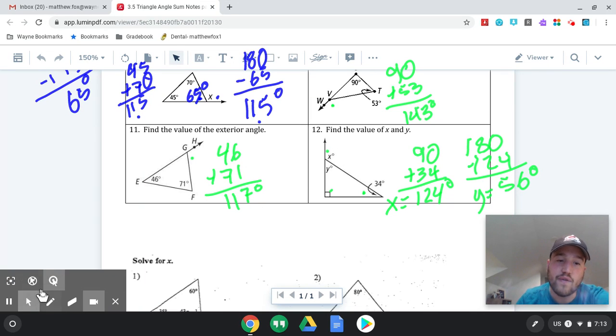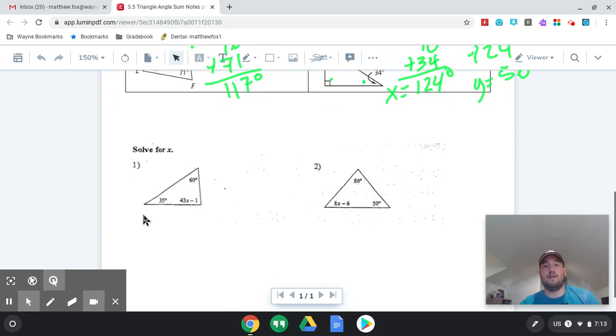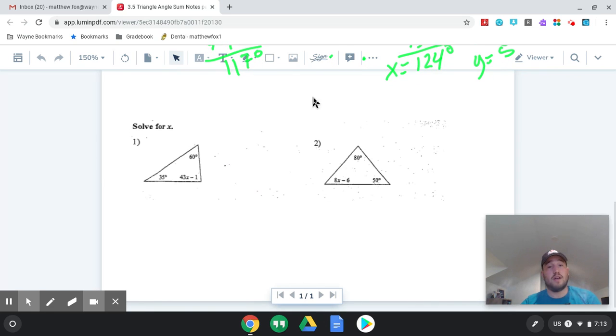Okay. Now the final thing I want to talk about today is not about exterior angles. Now we're back to interior angles. Now we know that every single triangle has three interior angles that add up to 180. So these three angles have to add up to 180.